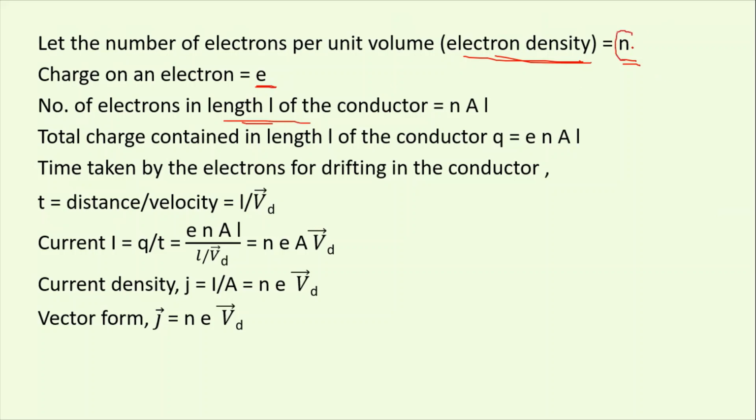Number of electrons per unit volume is N. So N into area into length will give you the number of electrons in the conductor. Now what did we do for the charge? We multiplied by e for the total charge. Now you know that velocity is equal to displacement by time, or distance by time, in a straight line path.